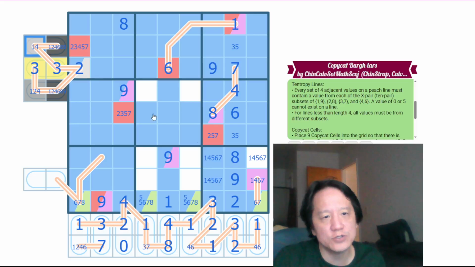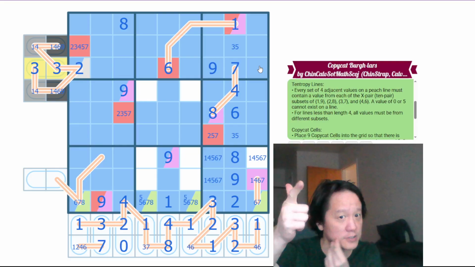That eliminates 2 and 8 as possibilities in the rest of the line. This is 33, and this is the sum of these 5 digits. This is 2, 9, and 9. That's 30 or 20. 33 minus 20 is 13. So these 2 digits must add up to 13 without a 9.